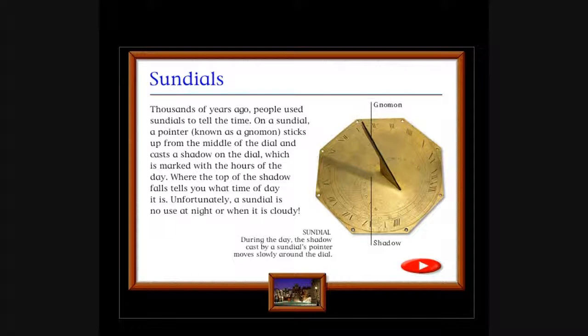Thousands of years ago, people used sundials to tell the time. On a sundial, a pointer known as a gnomon sticks up from the middle of the dial and casts a shadow on the dial, which is marked with the hours of the day. Where the top of the shadow falls tells you what time of day it is. Unfortunately, a sundial is no use at night or when it is cloudy. During the day, the shadow cast by a sundial's pointer moves slowly around the dial.